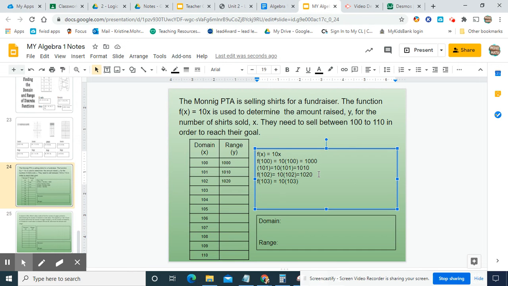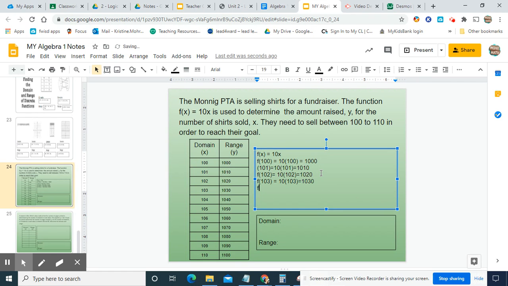So hopefully you are starting to pick up the pattern of how much it's increasing each time. It's increasing 10 each time. 1,000, 1,010, 1,020, 1,030. So I'm going to use that same pattern and just keep filling in the rest. 1,040, 1,050, 1,060, 1,070, 1,080, 1,090, and 1,100. Just to be sure on that last one too, let's just double check it.